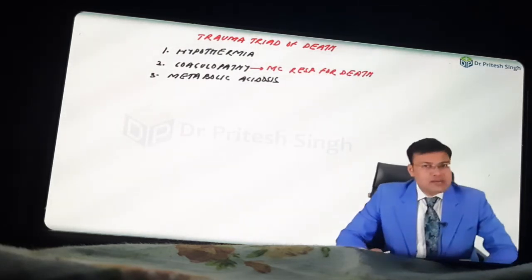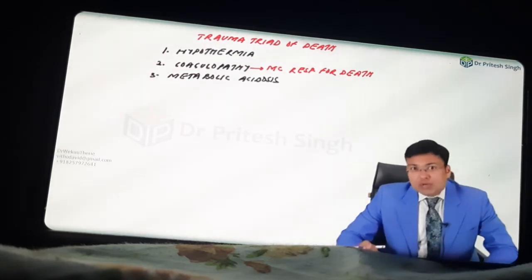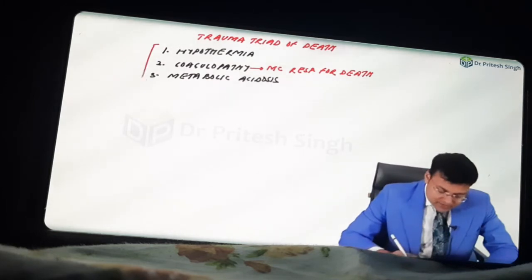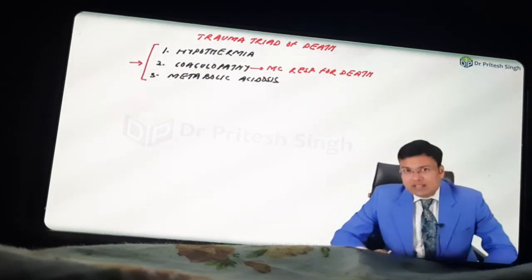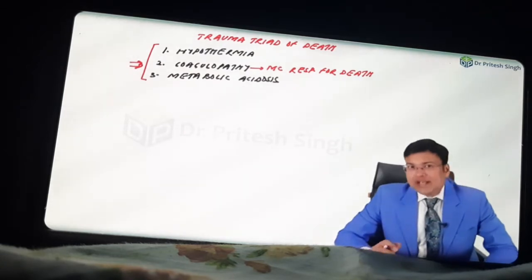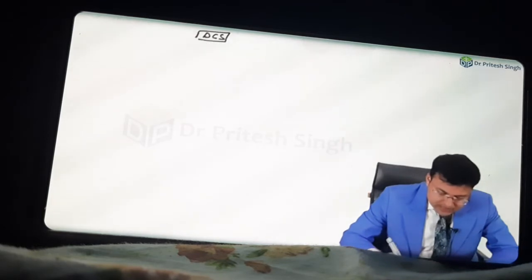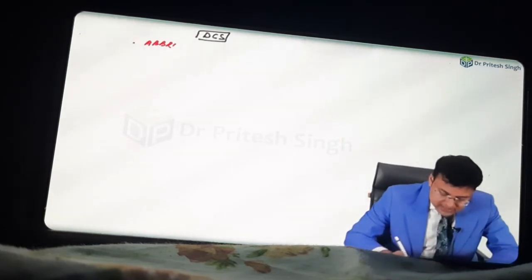Initially, approximately 30 to 50 years back, when an unstable trauma patient was brought to emergency, long duration surgery was performed. But the prognosis of that surgery was very poor. Why? Because after long duration surgery, these three components of the trauma triad of death form a vicious cycle, and there was strengthening of this vicious cycle, leading to increased mortality. That's why nowadays, in unstable patients, we follow damage control surgery. So what is damage control surgery? It is also known as abbreviated laparotomy.